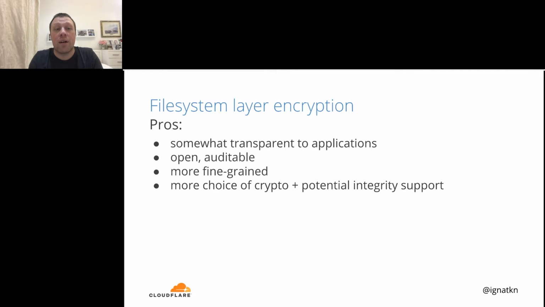Higher in the stack, we have file system level encryption. It's also somewhat transparent to applications. It's also open if you use an open source operating system. It is more fine-grained, so unlike block level data encryption, with file encryption you have more flexibility in terms of you can encrypt specific directories, not the whole file system. You can have different keys per different directory, per user, etc. And there is usually more choice of crypto, and there is some integrity support sometimes.